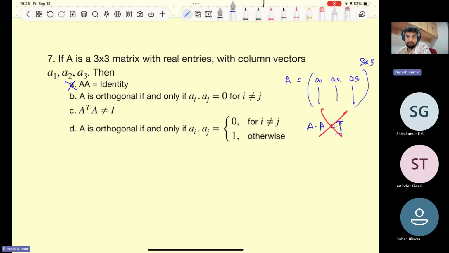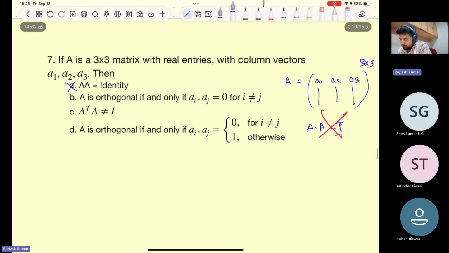So what is the definition of orthogonal matrices? The definition of orthogonal matrix is basically this. Option B is the definition for orthogonal matrix. So basically the column vectors have to be orthogonal with each other, or the row vectors have to be orthogonal with each other. In any case, it will be an orthogonal matrix. So option B is correct.